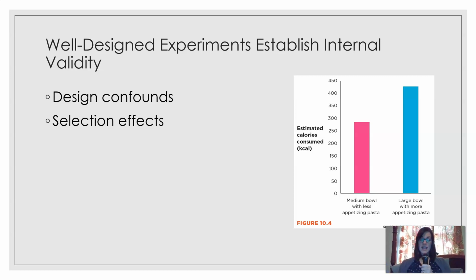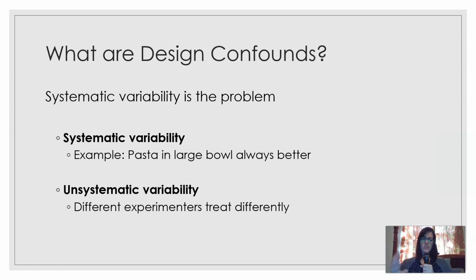Better here to have the same type of pasta in each bowl. That way you know if they took more from this bowl, it was specifically because the bowl is large. That's the only thing that differs between the two. So we'll talk some more about these design confounds and also what are known as selection effects and how those can cause problems as well. So what are design confounds? Design confounds are confounds that basically introduce a systematic variability in your data.